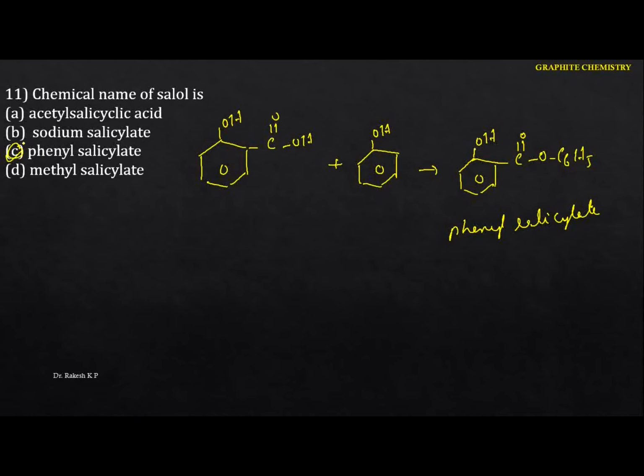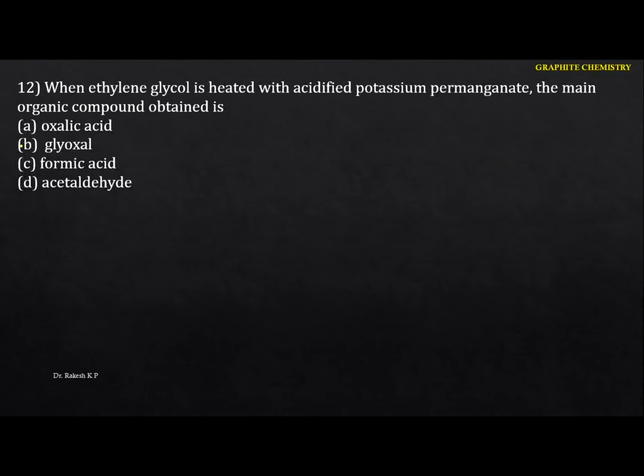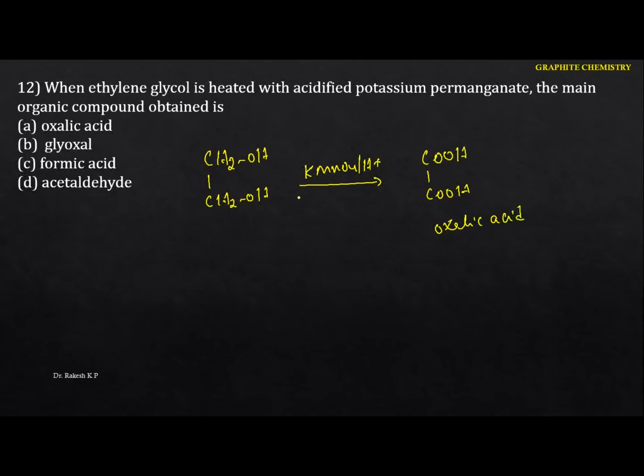Okay, next one. When ethylene glycol is heated with acidified potassium permanganate, the main organic compound obtained is, okay, the glycol. The ethylene glycol is this one, the CH2OH, and again CH2OH. This is the ethylene glycol. So whenever it is oxidized with acidified potassium permanganate, we know that it acts as an oxidizing agent, which upon oxidation gives this compound. This is nothing but oxalic acid. We got oxalic acid, and the option is A.